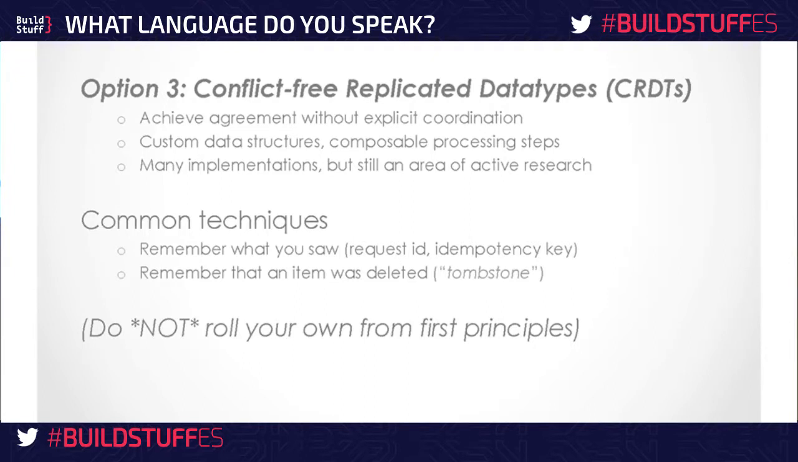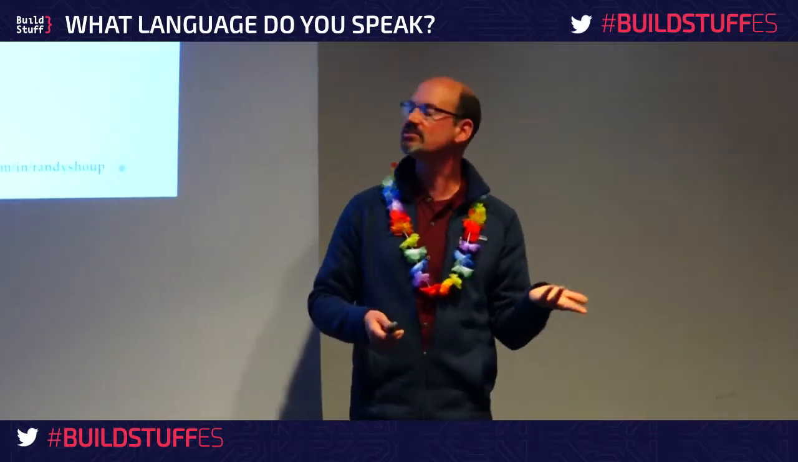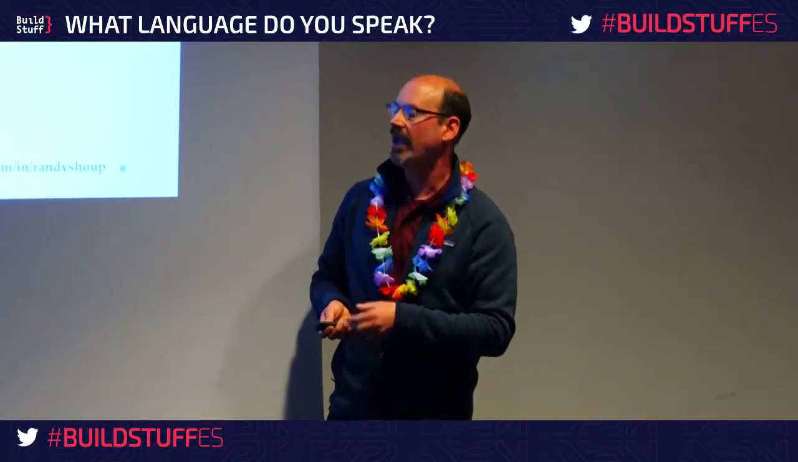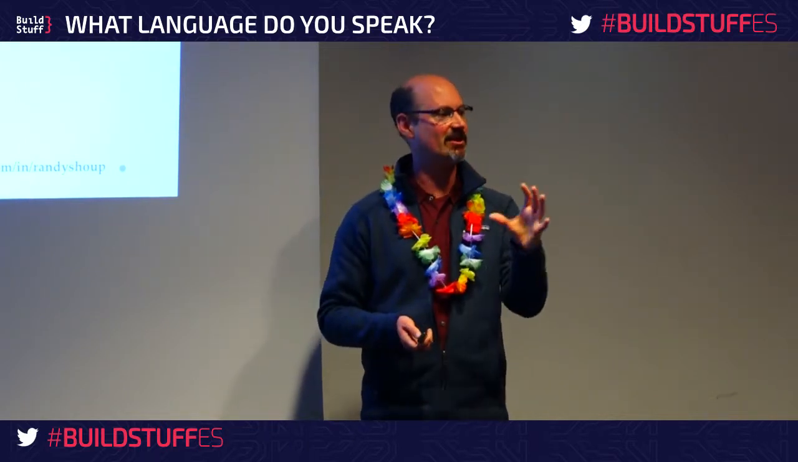Option 3 is a fancier set of techniques, the generalization of which is something called conflict-free replicated data types. Who's heard of these things, CRDTs? The idea here is that we're trying to achieve agreement between two things without any explicit coordination. It typically involves custom data structures and some composable processing steps. There are lots of implementations, and there's a lot of active research, even in PhDs, going on right now. And how do you know that?